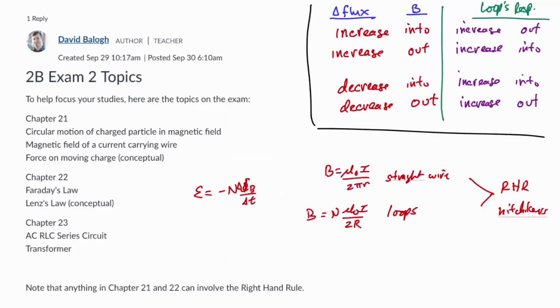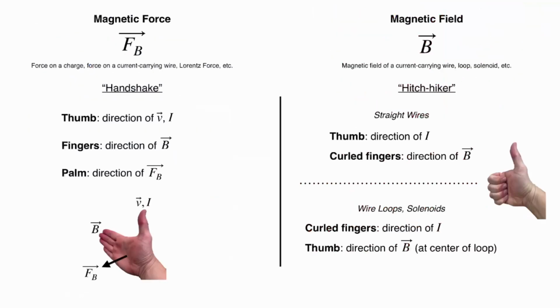Did you say the thumb is the current for straight wire and the fingers are the current for loops? Yep. Just like our table tells us.